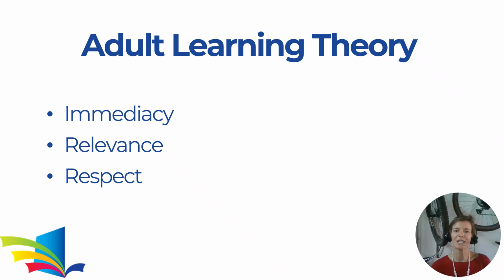We talked in Foundations 1 about adult learning theory and the importance of immediacy, relevance, and respect, and how they impact our learning as adults. Connecting with adults' prior knowledge and experience helps make the immediate usefulness and practical application of the material clear. Connecting with adults' prior knowledge helps learners see how the material is relevant to their lives and needs.